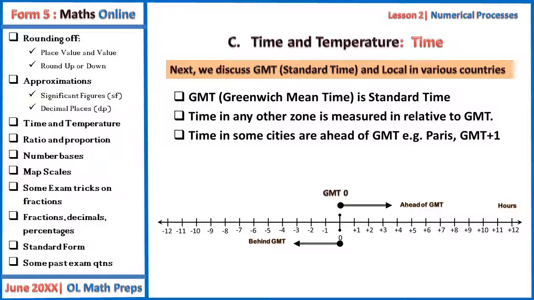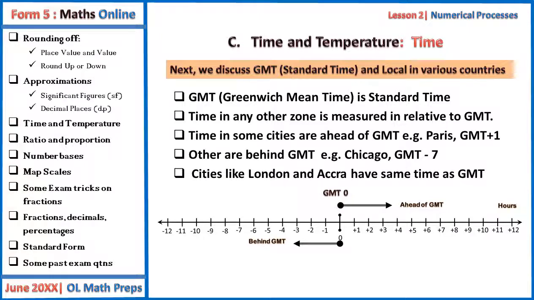So Paris is 1 hour ahead of GMT, so we say it is at GMT plus 1. Others are behind, like Chicago, 7 hours behind GMT, so we say it's at GMT minus 7. And other cities like London and Accra have the same time as GMT, so they are at GMT plus 0. If you want to put minus, the same thing, just GMT 0.